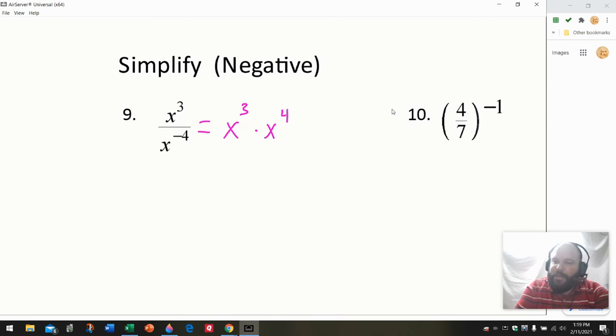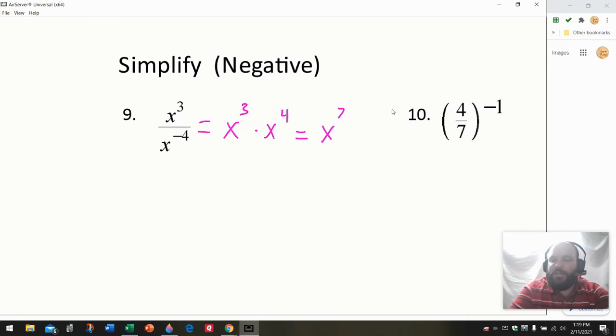So now you can see that both of our x's are up in the numerator of what used to be a fraction. Now we're going to apply a product property that we had in a previous video, where when the bases are the same and you're multiplying them, you add the powers together. So this would become x to the 7th power, because 3 plus 4 is 7.